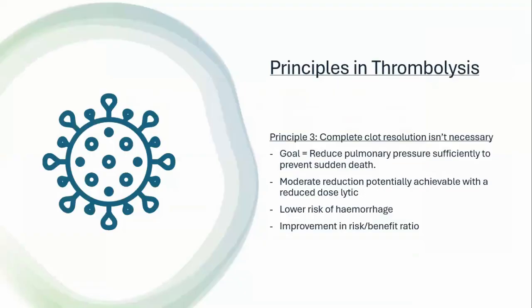Then the last principle, like I said, we want to reduce your pulmonary vascular resistance and take pressure off that right ventricle. So you don't need to have a normal pulmonary pressure. You just want to reduce the pressure sufficiently to decrease your risk of sudden cardiac death.